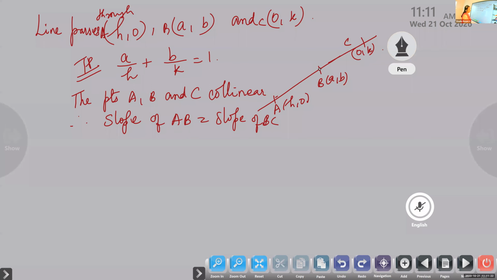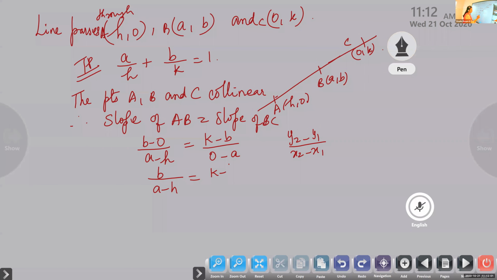Now, find out what is slope of AB. What is the formula to find slope of AB? y2 minus y1 by x2 minus x1. So, b minus 0 by a minus h is equal to slope of BC, k minus b by 0 minus a. Is it correct? y2 minus y1 by x2 minus x1, this is the formula for slope. That is b by a minus h is equal to k minus b by minus a.